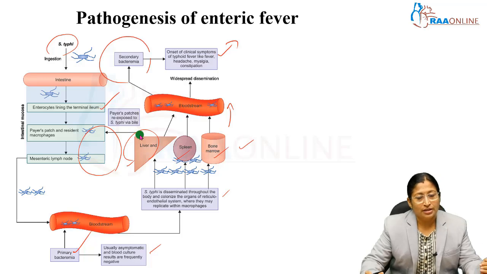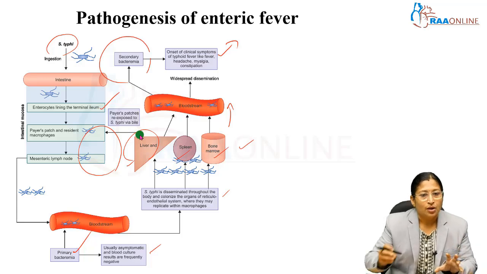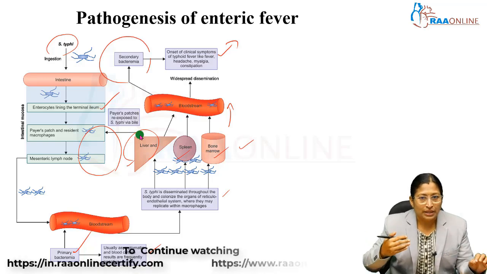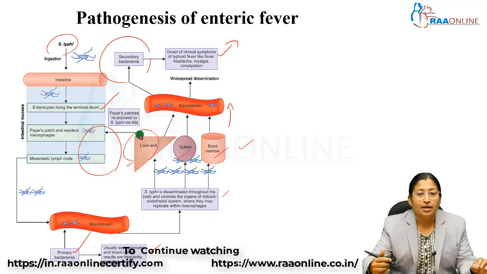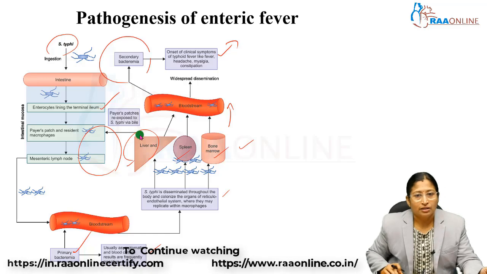So after ingestion, they multiply in the Peyer's patches and the mesenteric lymph nodes. From there, you have a primary bacteremia where it seeds the reticuloendothelial system involving liver, spleen and bone marrow, and from there they have a secondary bacteremia with onset of clinical symptoms and there is widespread dissemination into other organs also.